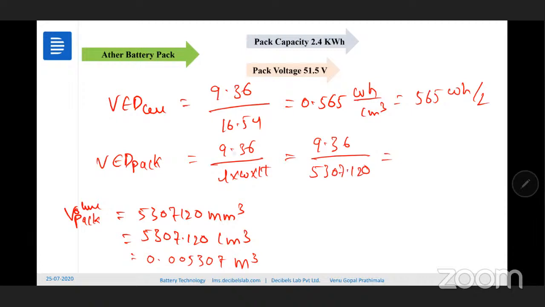Sorry, here it has to be not 9.36, it has to be 2.4 kilowatt hour. Which means the 2400 whatever we are doing for the pack, right? So it will be 2400 divided by 5307.120, which is giving approximately 452 whatever per liter.